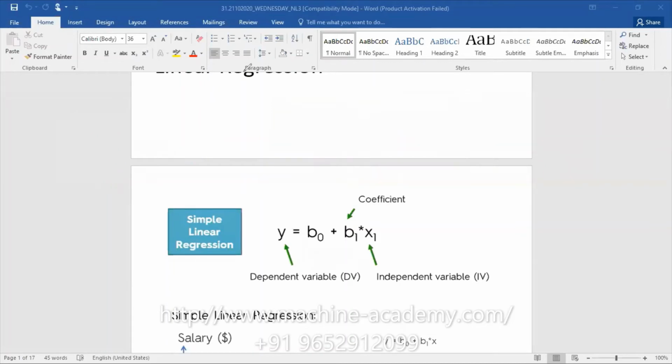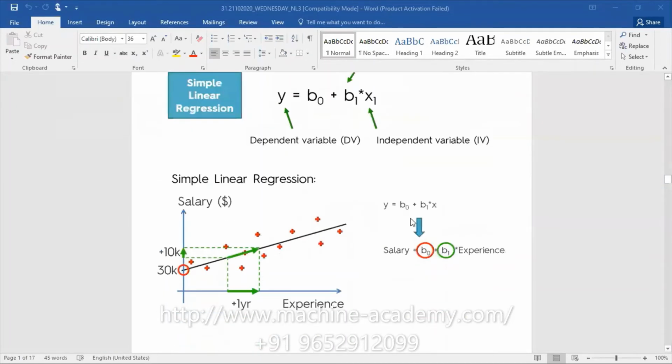Okay, why worry? Observe what I am doing here. Salary = B naught plus B1 into experience. Simple way. Here, 30K is an intercept point, and this particular point is called an increment. Plus 1 year is getting an increment.